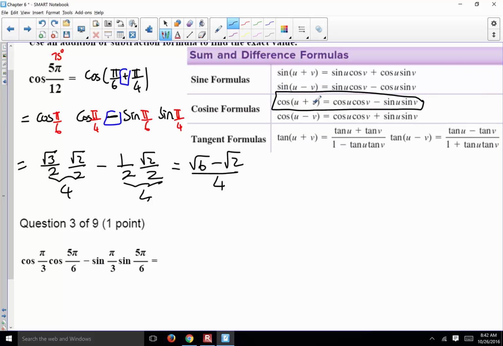All you need to do is figure out U and V. What is it? What are U and V here? That's it. Now add these up. This is 60. This is what, 150? And you add them, they make 210. What is cosine 210?